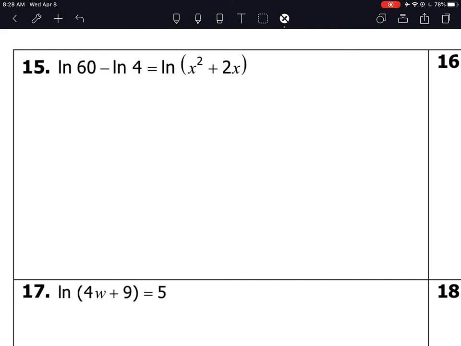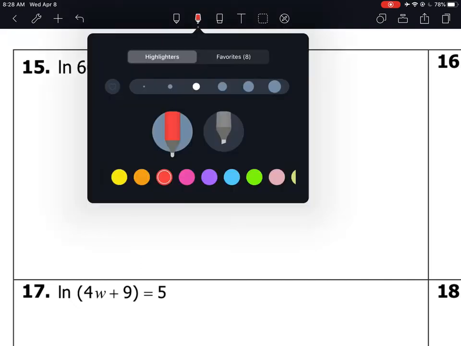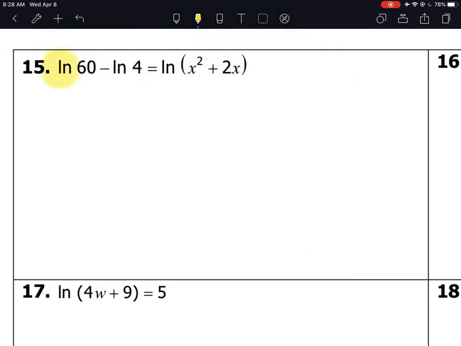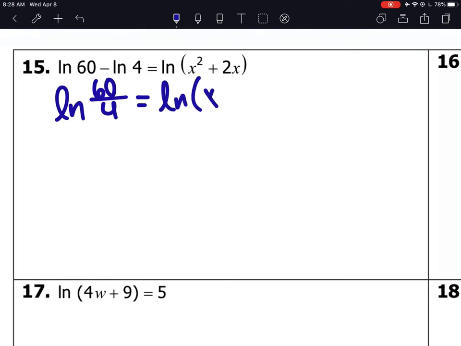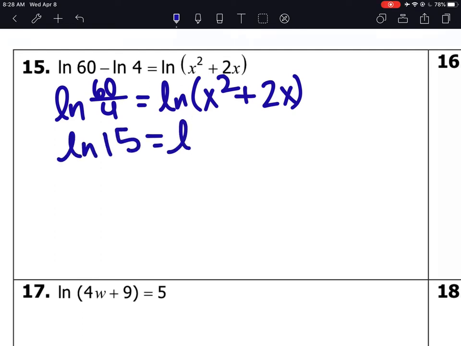All right, so on page 125, we're continuing to solve logarithmic equations. First step, you're going to take the left side and condense it. So we have to condense that. We're going to do 60 divided by 4 because subtraction is division. Then after that, we are actually going to divide 16 and 4 and get 15.